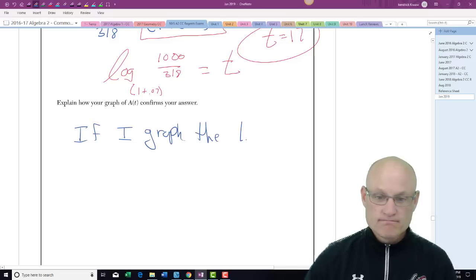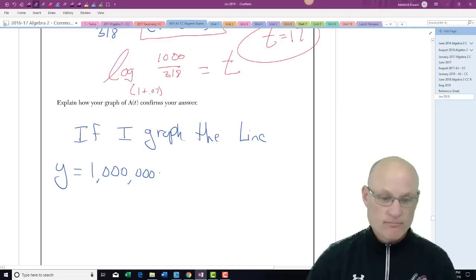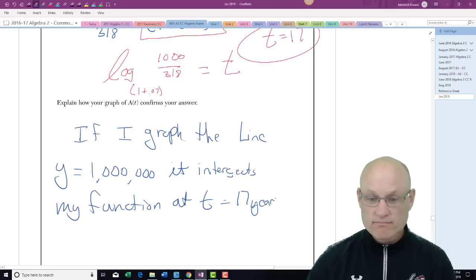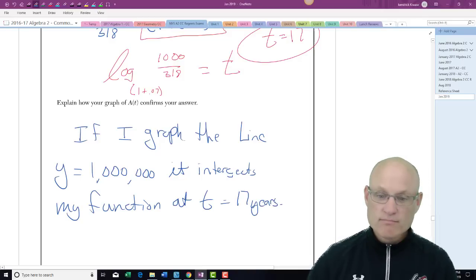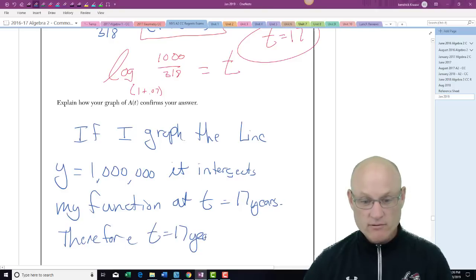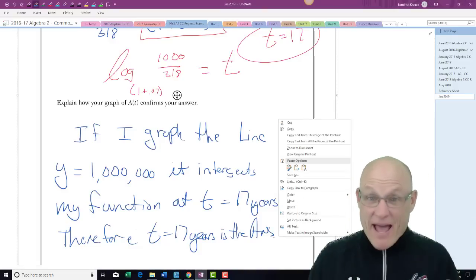So, what you need to say is, if I graph the line y equals 1 million, it intersects my function at t equals 17 years. Therefore, 17 is the answer. T equals 17 years is the answer. That's it. That wasn't bad. That wasn't bad at all.